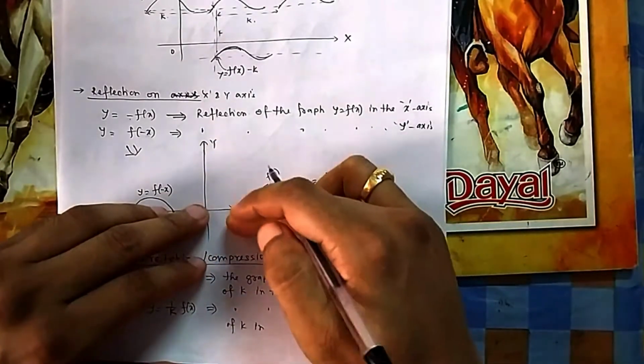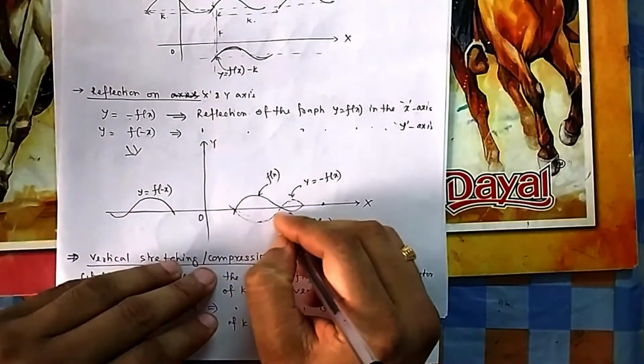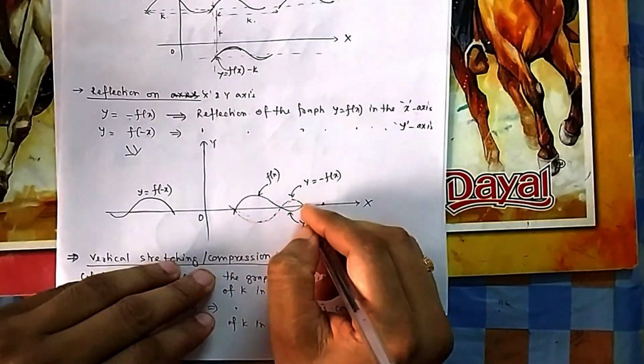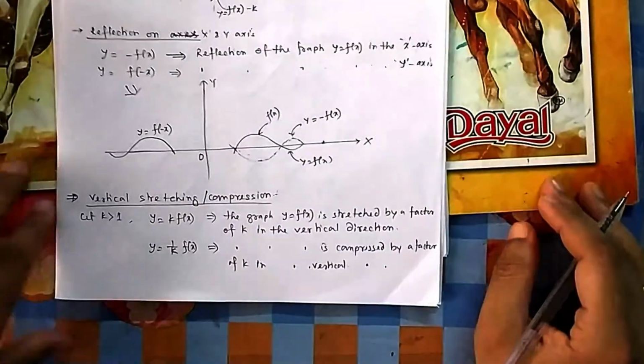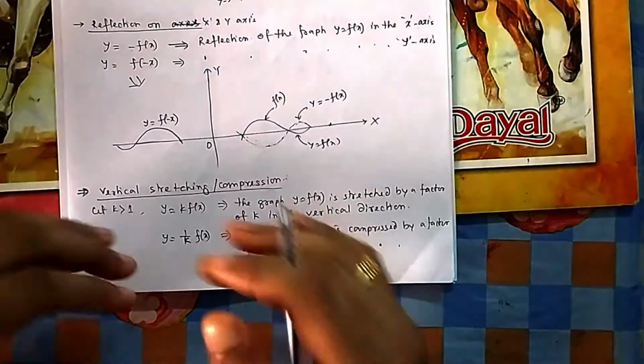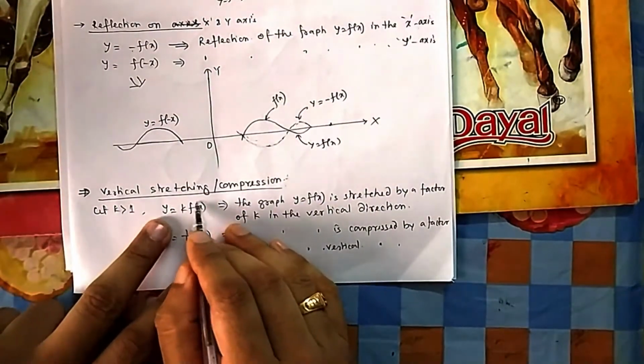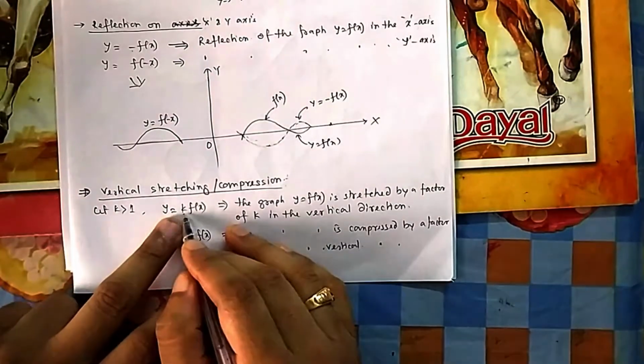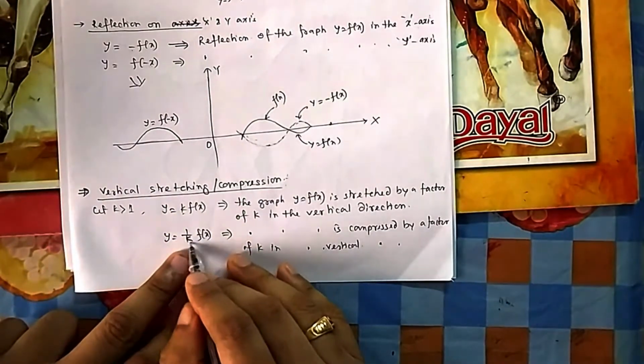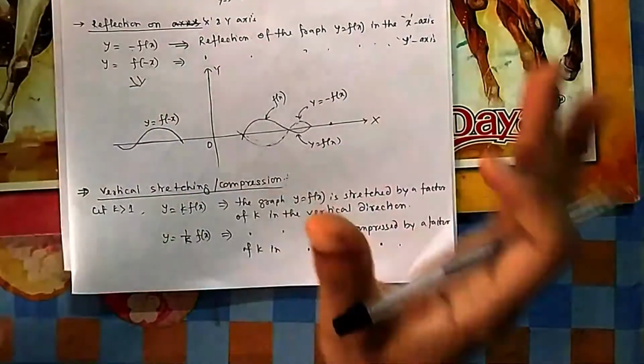If you take the mirror image of this one, the dotted one, this one will be minus f(x). Now vertical stretching and compression. Vertical, if you want to stretch it or compress it. You can see you are multiplying with the output, so you are doing something with the output. That's why it is vertical. It will be doing something in the vertical, nothing in the horizontal.